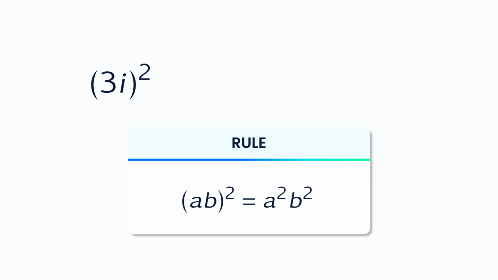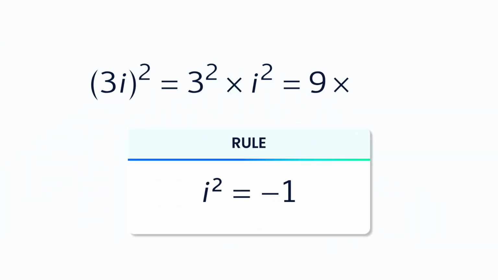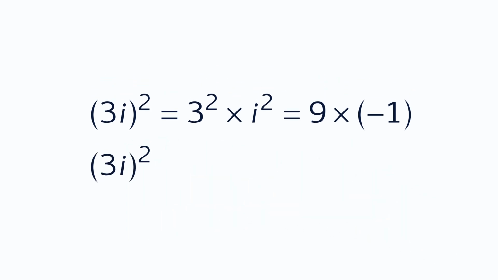Finally, let's look at an example where you are asked to find the square of an imaginary number. Find the square of 3i. Recall that the square of a product is the same as the product of each factor squared. You get that the quantity 3i squared equals 3 squared times i squared. 3 squared is 9, and i squared is defined as -1. So you've found that 3i squared equals -9.